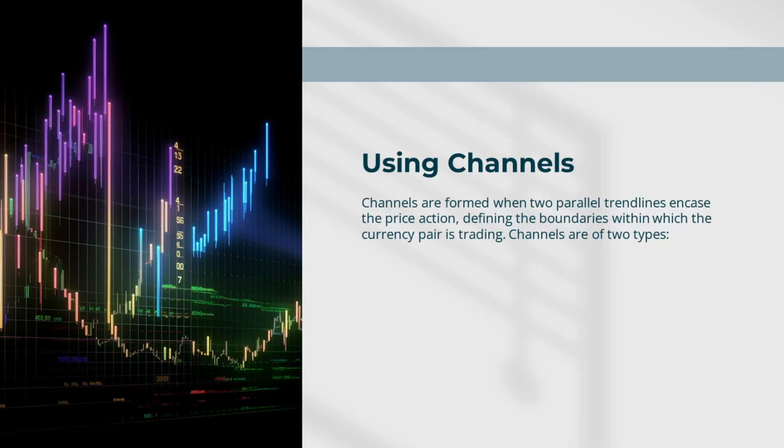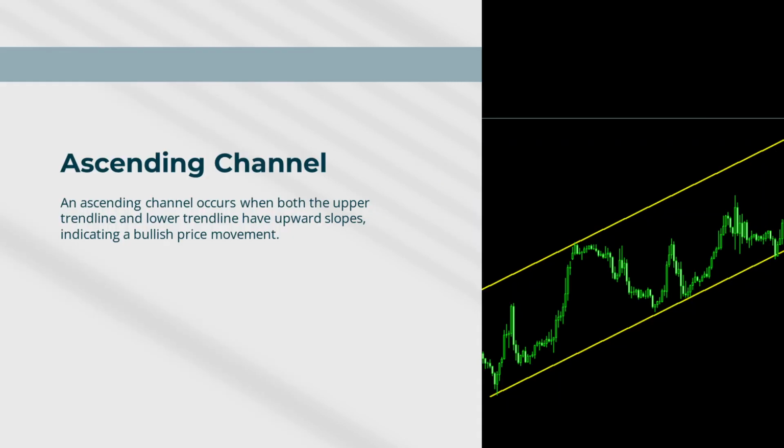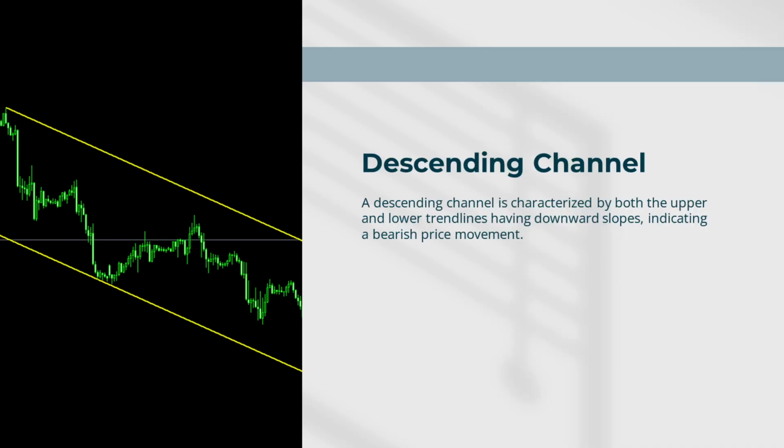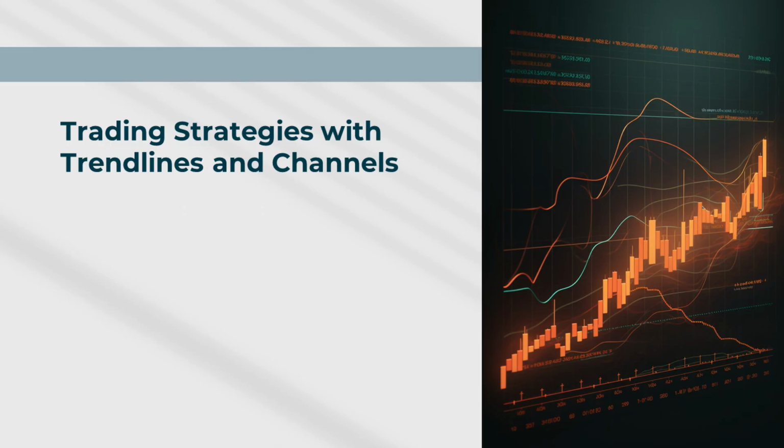Using channels. Channels are formed when two parallel trendlines encase the price action, defining the boundaries within which the currency pair is trading. Channels are of two types. Ascending channel. An ascending channel occurs when both the upper trendline and lower trendline have upward slopes, indicating a bullish price movement. Descending channel. A descending channel is characterized by both the upper and lower trendlines having downward slopes, indicating a bearish price movement.